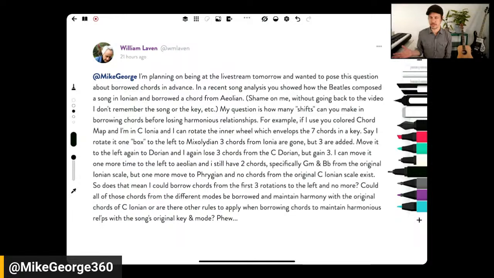There's also some Aeolian borrowed chord that makes its way into In My Life. Both of them are John Lennon songs. But a lot of songwriters do that. So anyway, I think the key was D, and it was Across the Universe.